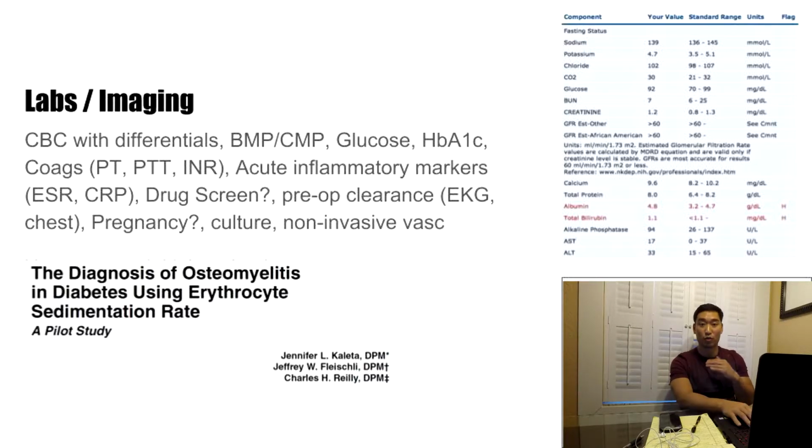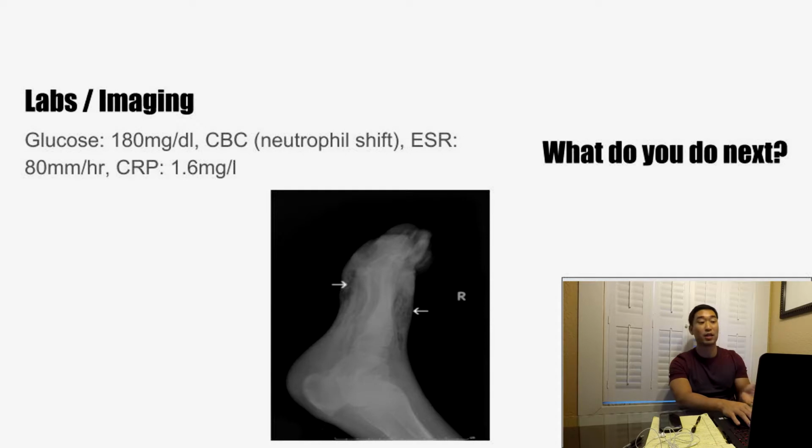So after you say you want those labs and imaging, they're going to give you the values. In this case, I just made up these numbers. The glucose is 180, which is elevated. You definitely worry about the immunocompromised state of the patient. On the CBC, you're going to see some neutrophil shift. The ESR and the CRP are given here. ESR and CRP are sensitive, but they're not really specific, so they're not going to tell you much about the infection state. You have to go with other stuff too.